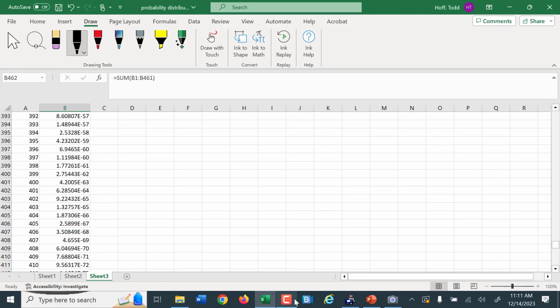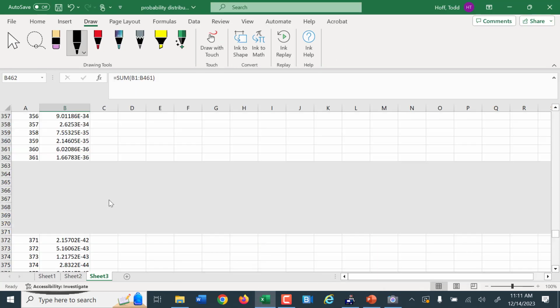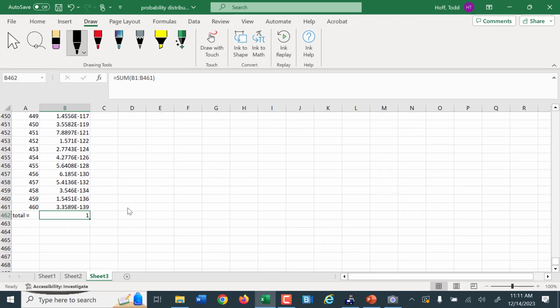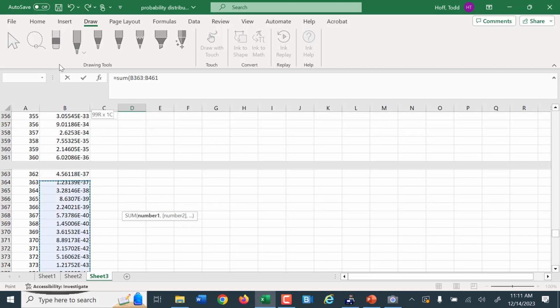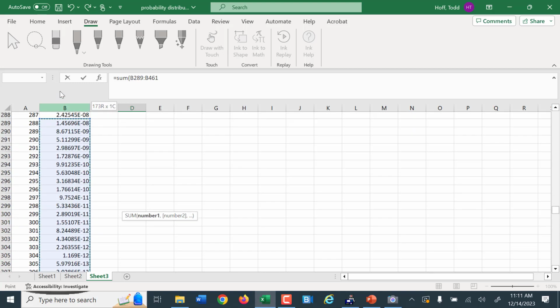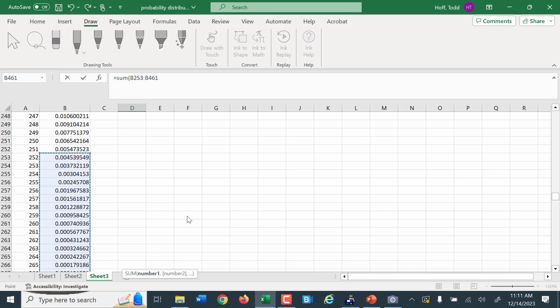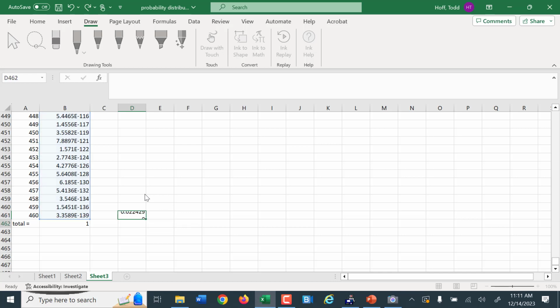Well, we wanted to know if 252 was an unusually high amount. So we want the probability of winning 252 or more. So I'm going to do equals sum. I'm going to add up from 460, and I'm going to go up to 252. Let's look at what that total came out to be. Came out to 0.022. That's a pretty small percent probability.